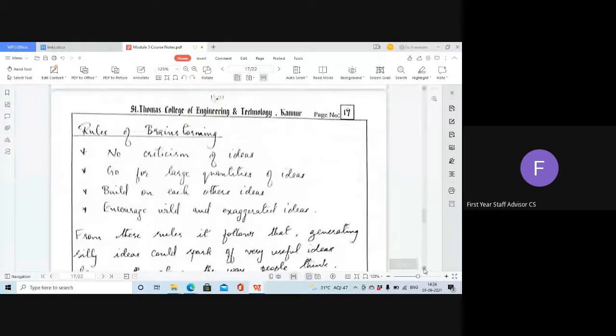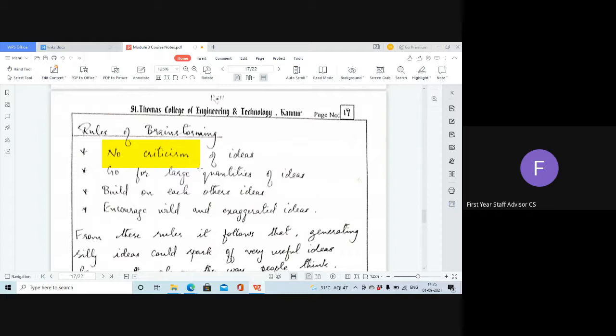Now there are certain rules when you are doing brainstorming, and this happens mostly in companies and industries, where if some solution is to be found, they will sit together and discuss the topic. In brainstorming, there are certain rules that should be followed. The first is no criticism of ideas. That is, if one person has put forward an idea, don't criticize that idea.